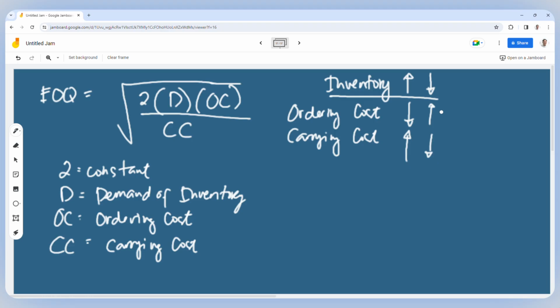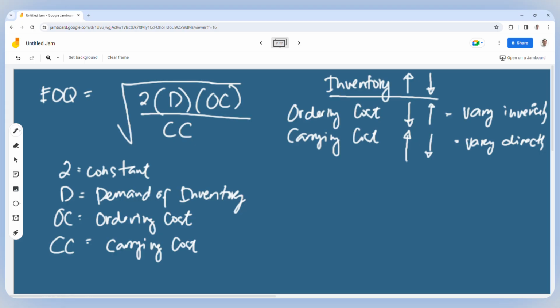Ibig sabihin, class, the ordering cost, it varies inversely with your inventory. Inversely na maiba to, no? How about the carrying cost? It varies directly with your inventory. Yan, tandaan class ha? Okay. Ano pa class, no? So, in terms of the EOQ, very important also here, baka lang tanong yan, no?